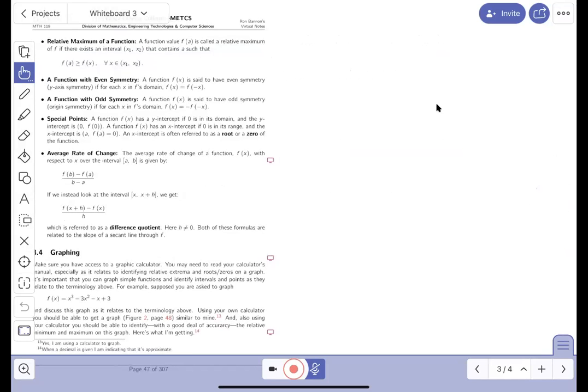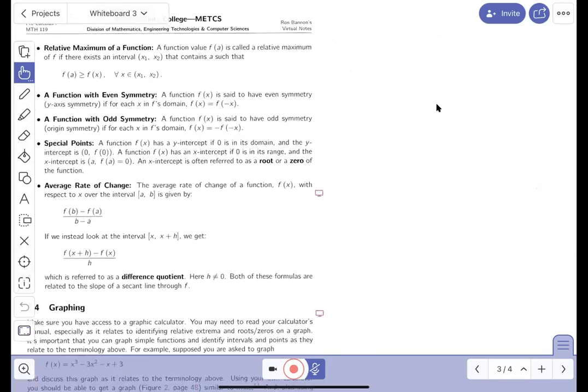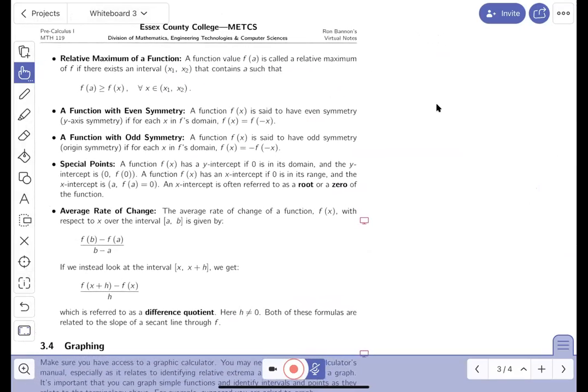All right. Relative maximum of a function. And again, it might seem difficult, but for the most part, it's really not that bad. We'll go through examples of relative maximum. A function value f of a is called the relative maximum of f if there exists an open interval, by the way, x1, x2 that contains a.